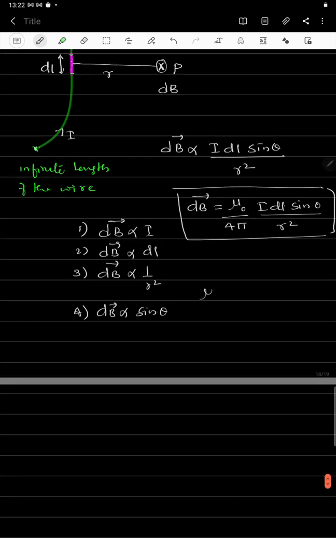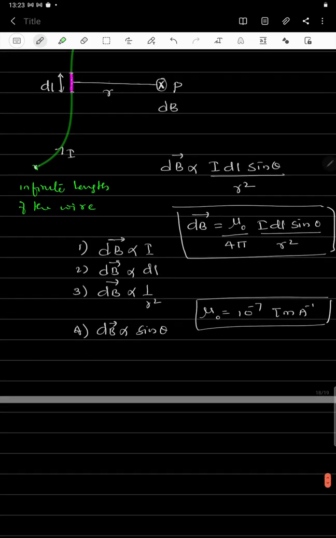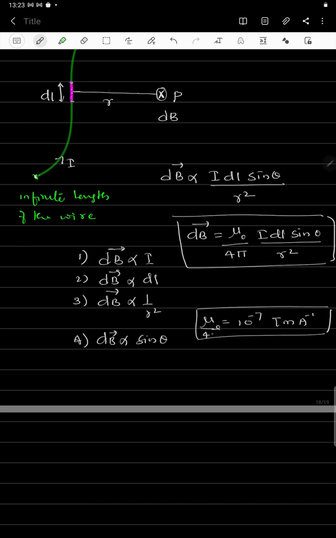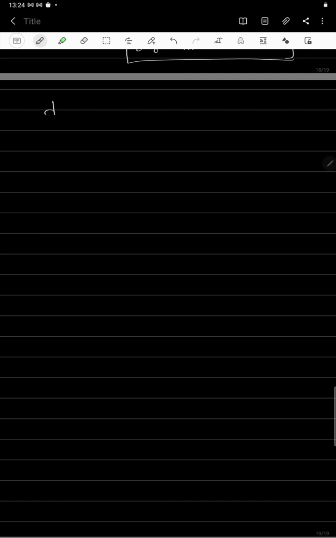Here the value of mu naught divided by 4 pi is 10 raised to minus 7 Tesla meter per ampere. You can write this permeability, the absolute permeability, as 4 pi into 10 to the power of minus 7 Tesla meter per ampere. Therefore we write the magnetic field dB equals mu naught divided by 4 pi into I dl sine theta divided by r square. This is the scalar form of the Biot-Savart law.